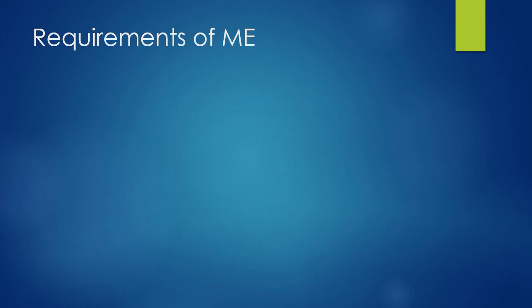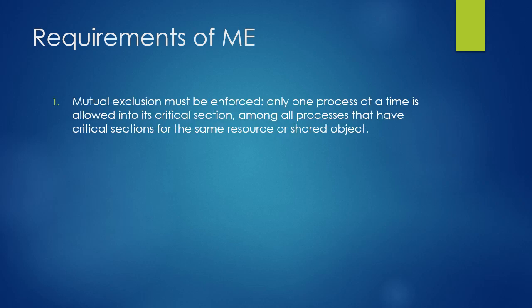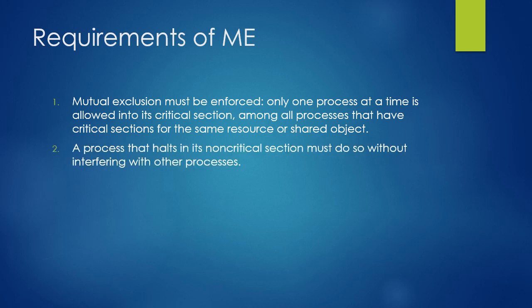Requirements for mutual exclusion. Any facility or capability that is to provide support for mutual exclusion should meet the following requirements. Number 1. Mutual exclusion must be enforced. Only one process at a time is allowed into its critical section among all processes that have critical sections for the same resource or shared object. Number 2. A process that halts in its non-critical section must do so without interfering with other processes. If a process is not in its critical section, this should not hinder the entry of another process in its critical section.